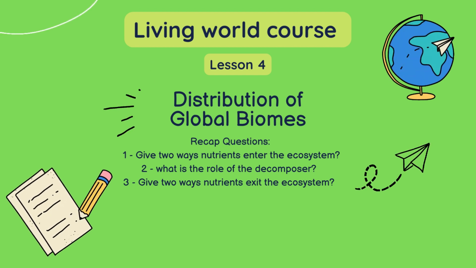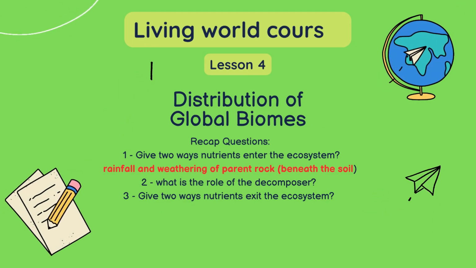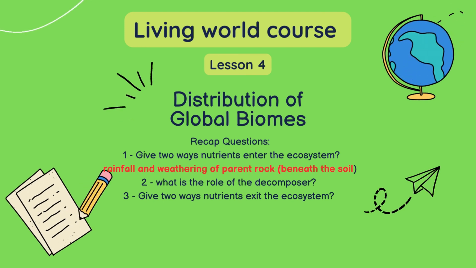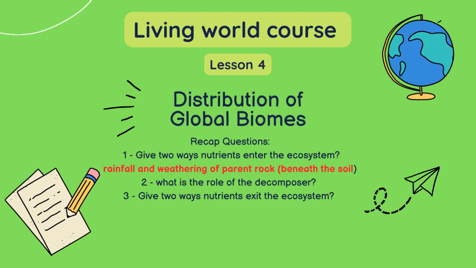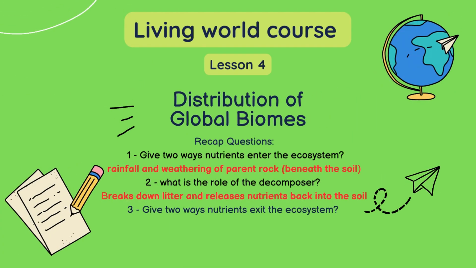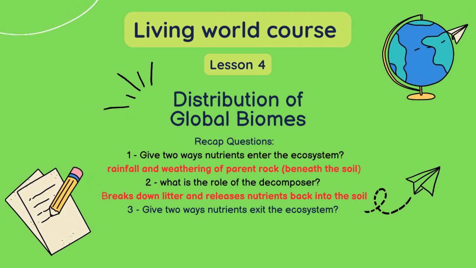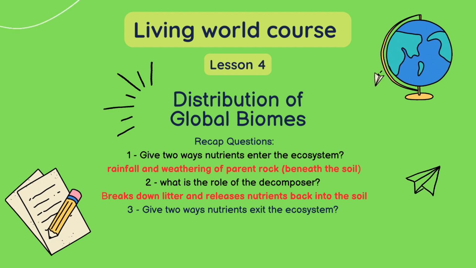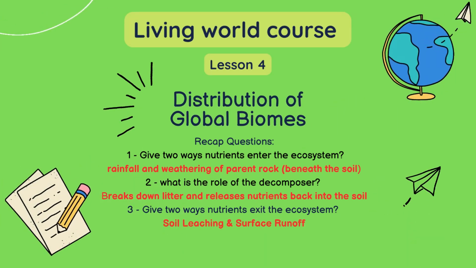Now, let's go through the answers. Question 1. Nutrients enter through both rainfall and the weathering of parent rock beneath the soil. Question 2. The decomposer breaks down litter on the forest floor and recycles nutrients back into the soil. Finally, question 3. Nutrients can be lost from the ecosystem by surface runoff or soil leaching.